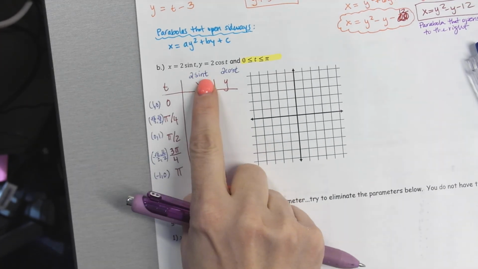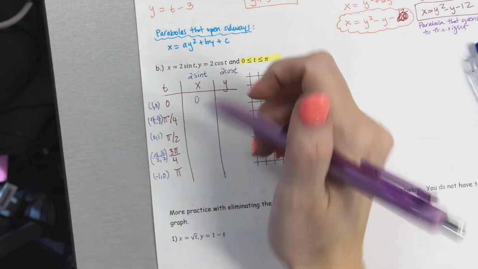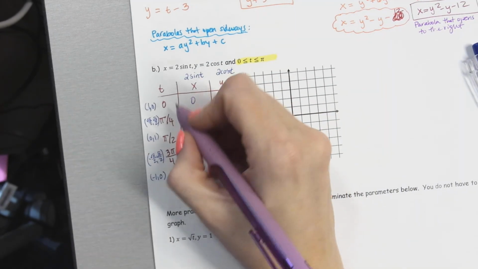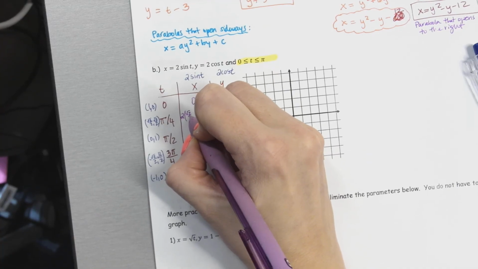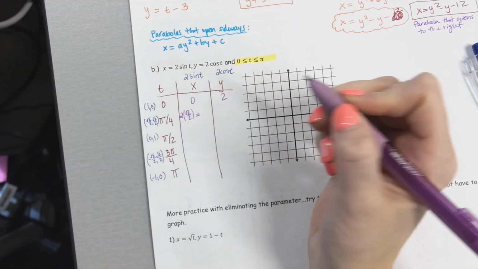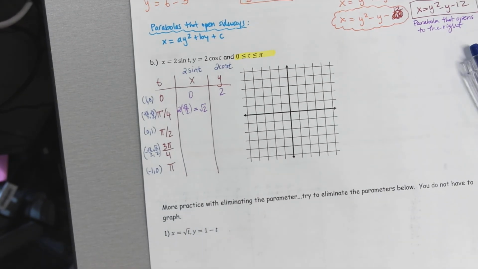Okay, so if you plug in 0, 0 times 2, 0. Okay, 2 times 1, 2. When you plug this in, what's 2 times root 2 over 2? Root 2, yep. All right, so fill the rest of that in. I'll ask you guys to help me. And then we're going to write out our points and we'll graph those.